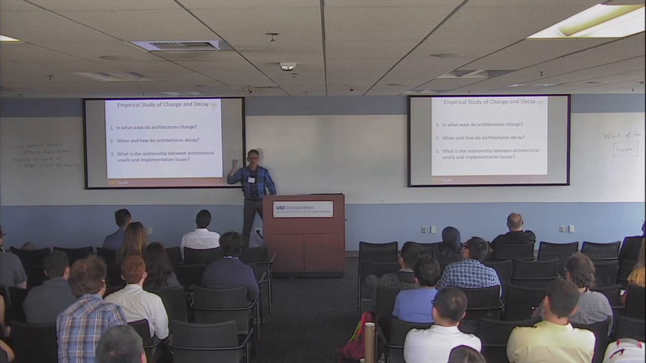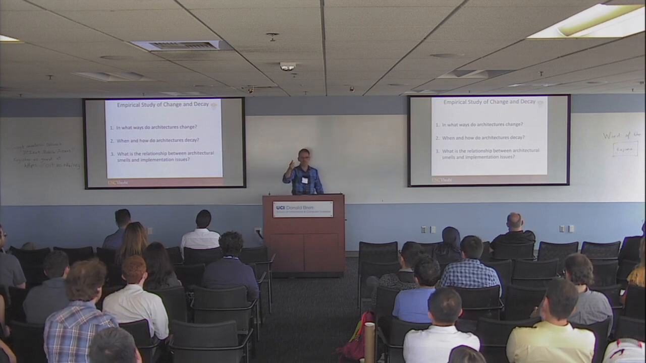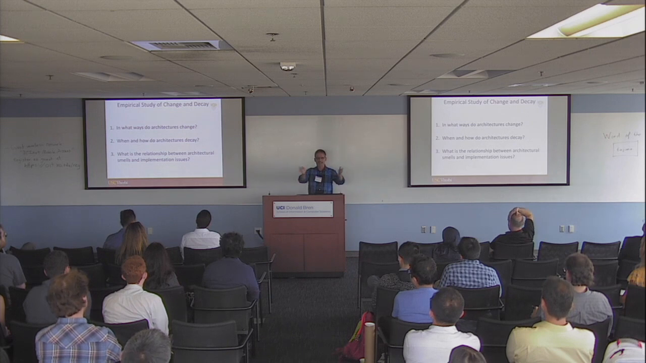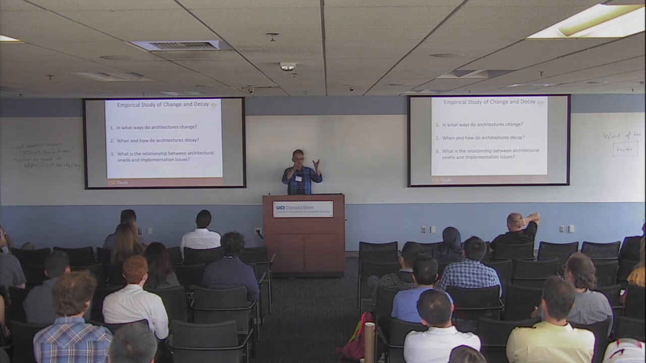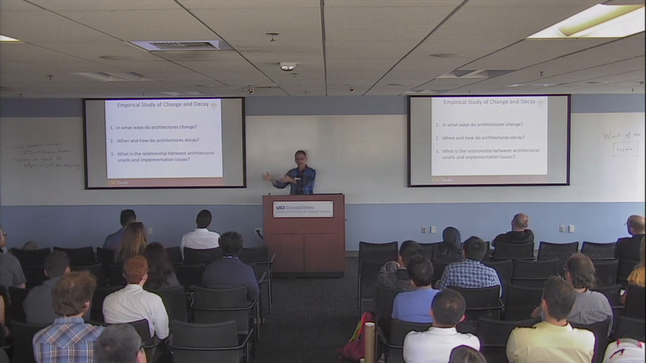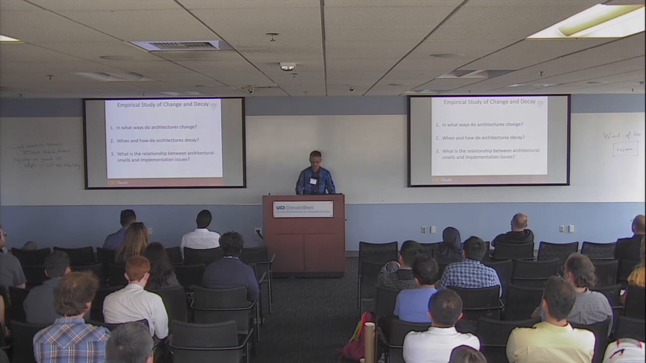Because implementation issues, those are the things that you have to address in the code. They could be bugs, they could be performance issues, they could be any range of things, right? So if I can show you that the architectural decisions that you make, or the architectural decisions that you break, impact your system's implementation, well, maybe you'll listen to me.